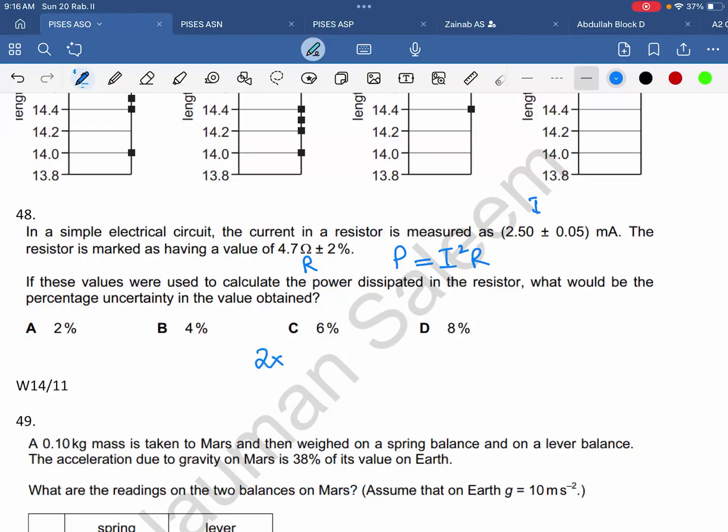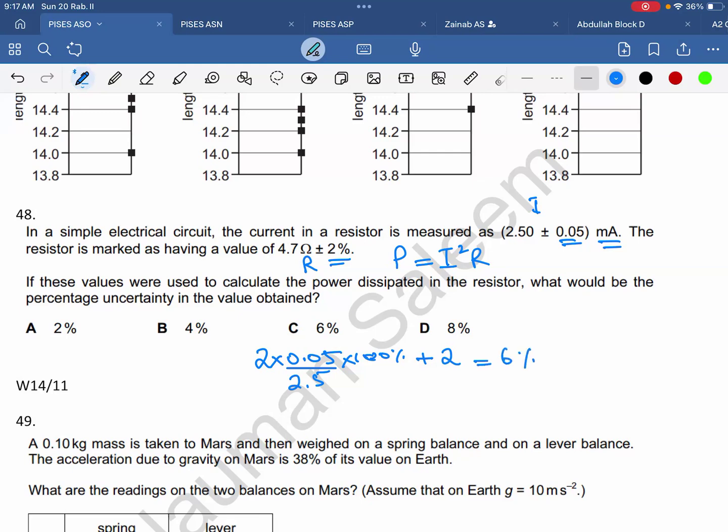I is 2 times this actual uncertainty, so 0.05 upon 2.5. Remember, although the unit is not standard, for percentage uncertainties we don't need to convert the unit because the factors above and below will be cancelled out. So 2 times 0.05 upon 2.5 multiplied by 100. This is the percentage of current only, plus the percentage of resistance. The percentage of resistance is already given, we don't need to convert it into percent, so we simply write 2 here. I hope we get it right. So it's going to be 4.0, please calculate it. I'm getting 6.